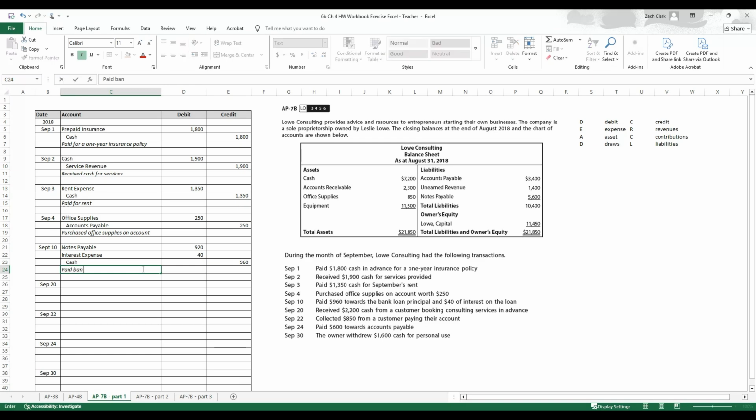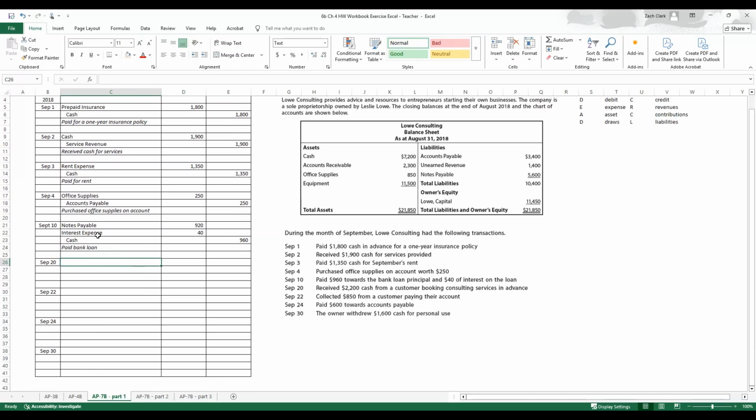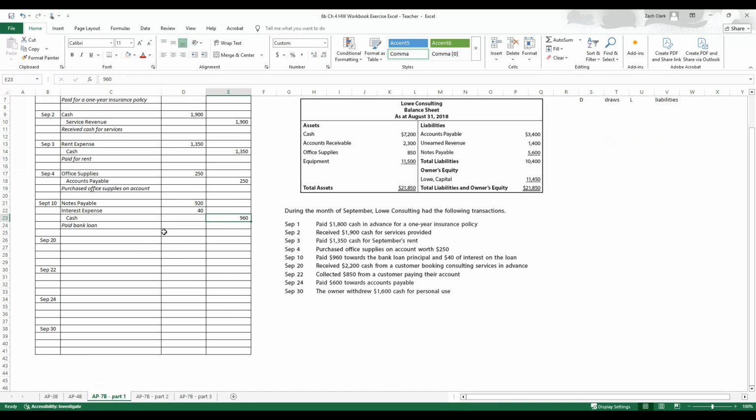And we can say paid bank loan. So this is a good example of how you can have these compound journal entries. It doesn't have to be any given number. You could have 100 debits and 50 credits, or 1 credit and 100 debits, or 1 debit and 100 credits, and so on and so forth. You could have any number of lines in a given journal entry, but the key thing that is required is that the total debits equal the total credits. Okay.